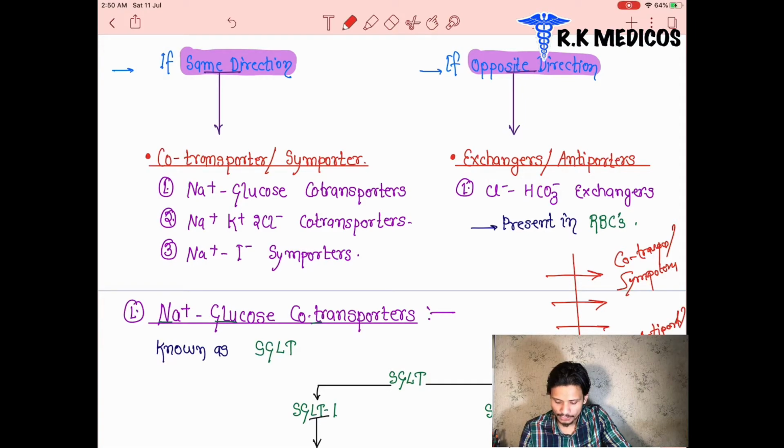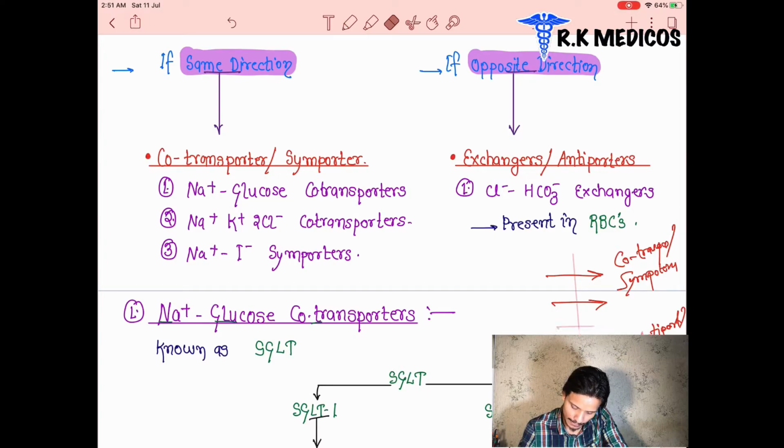Why are they called exchangers? Because they are exchanging on both sides. In this side something, this side something; on both sides they are exchanging in the opposite way. When an exchange happens between two persons, it means something is given by you and something is taken by you. That is the exchange. It means the exchangers are antiporters. Same side are the symporters or co-transporters.